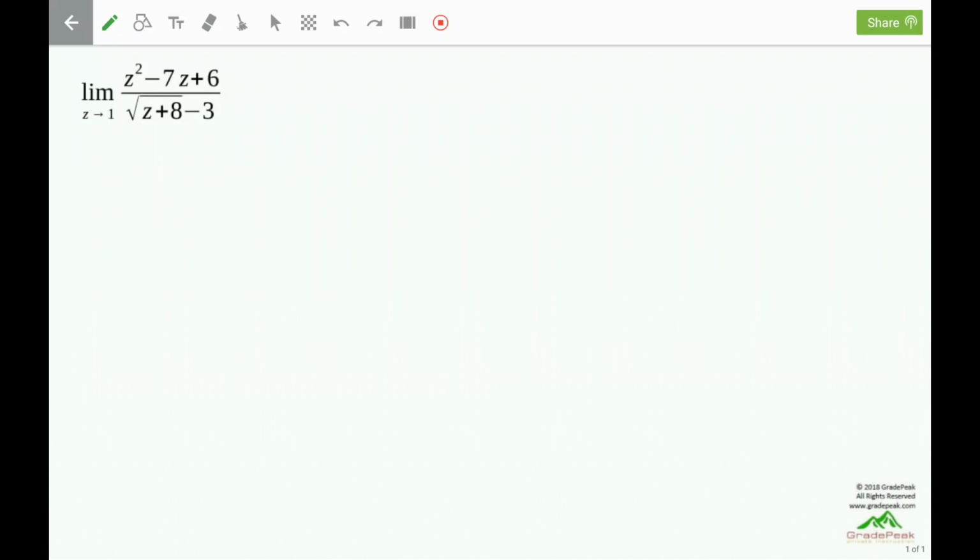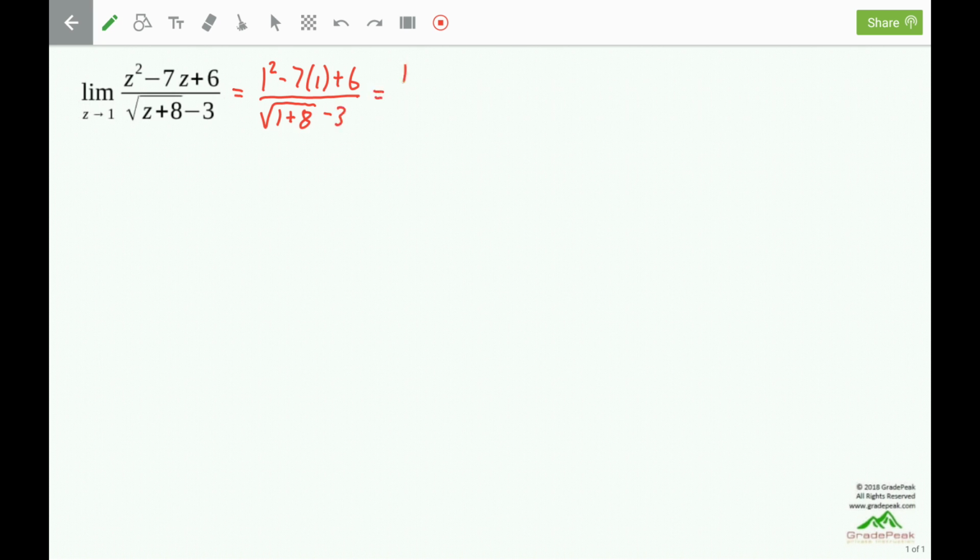Limit as z goes to 1 of z squared minus 7z plus 6 divided by the square root of z plus 8 minus 3. The first thing we're going to do is try plugging a 1 in for each of the z's. In the numerator, that'll be 1 squared minus 7 times 1 plus 6. In the denominator, that will be the square root of 1 plus 8 minus 3.